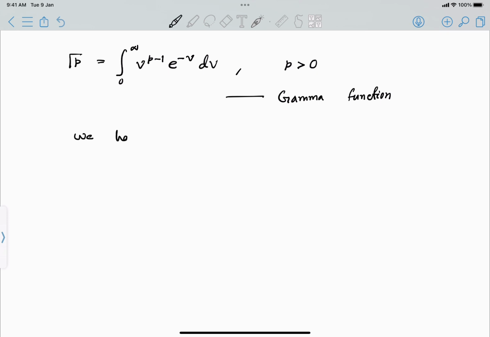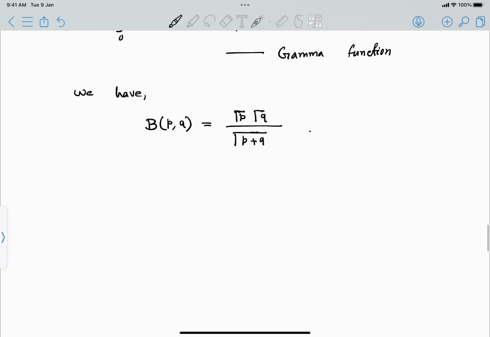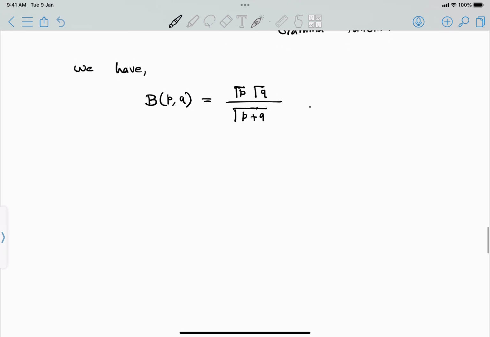We have, so this is a well-known result that beta(p,q) is gamma p times gamma q by gamma p plus q. So this is the relation between beta and gamma function. So what is this? If you write down the definition, integral 0 to 1 v to the power p minus 1, (1 minus v) to the power q minus 1 dv equals gamma p gamma q by gamma p plus q.